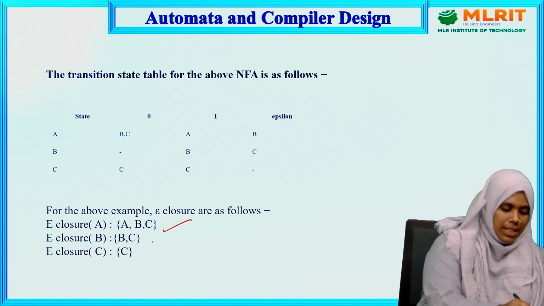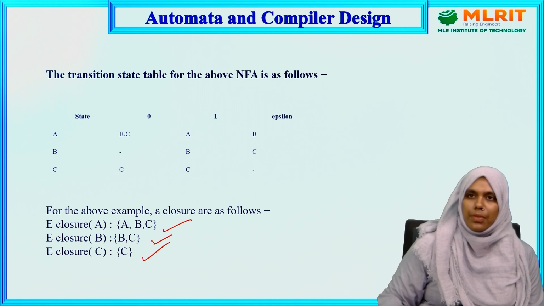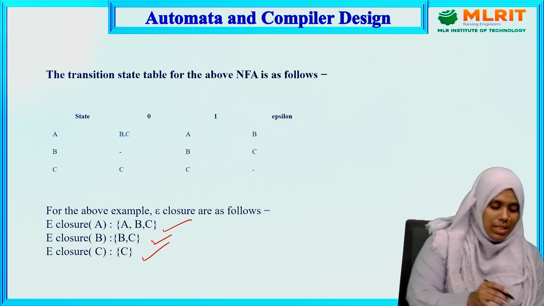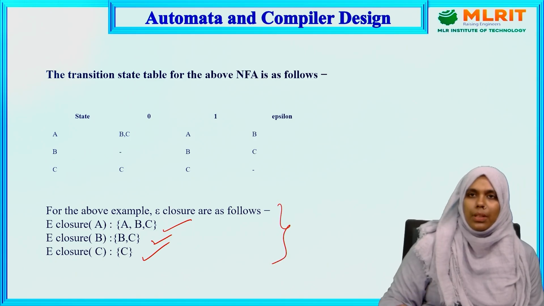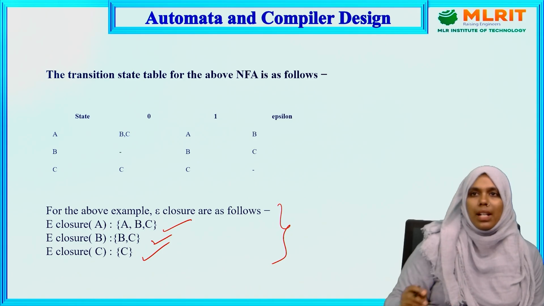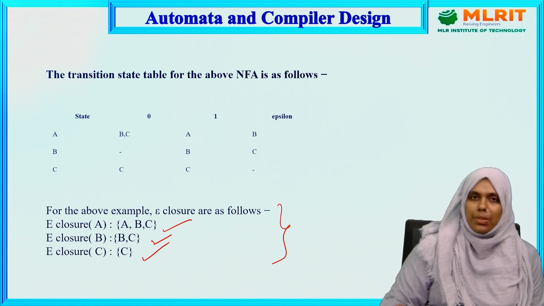So this is ABC for A, epsilon closure for B will be BC, and epsilon closure for C will be simply C. This is very important, in the SAQ questions or in the LAQ. If we want to understand the conversion of NFA with epsilon to NFA without epsilon, the first step we need to understand is the epsilon closure. Sometimes the question will be asked separately also: find the epsilon closure for the following transition diagram. So before learning that, we should learn what the epsilon closure is.